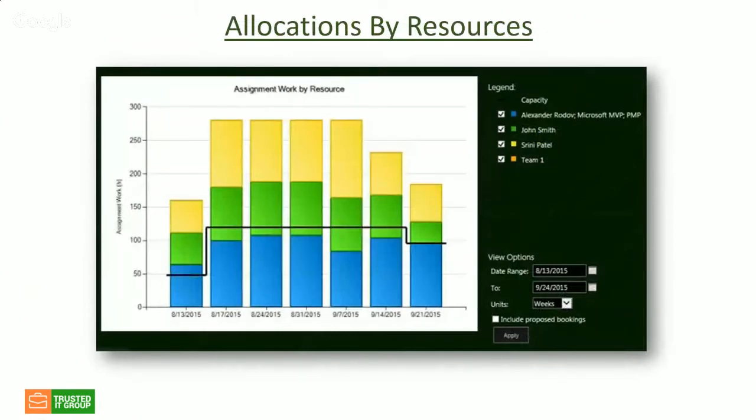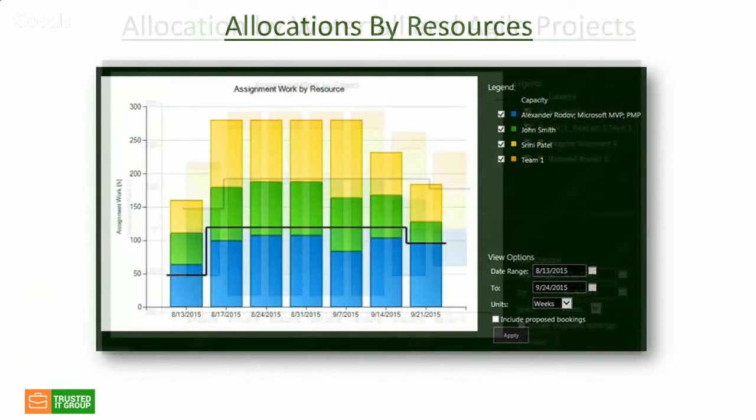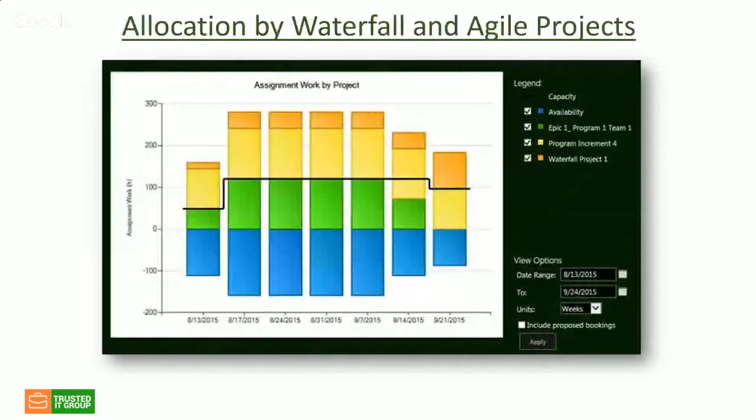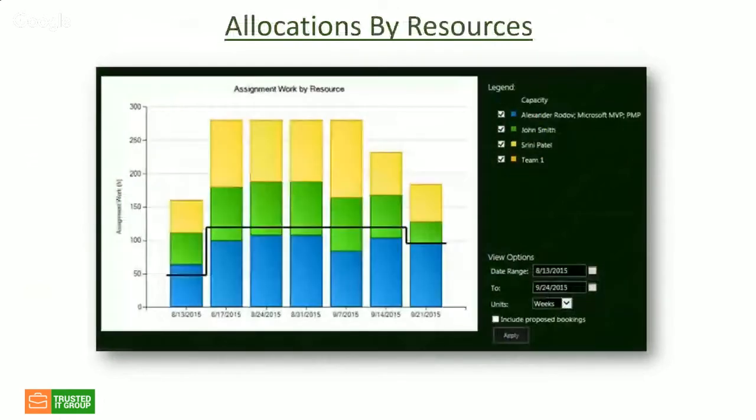Basically saying this is Alex, John, and Trini, and a particular team member will be assigned these tasks, and then on that slide we can see which projects these folks are assigned to. We can look at it by project, or we can look at it by resource. And again, the emphasis here is that you can see all assignments from Waterfall projects and Agile projects.